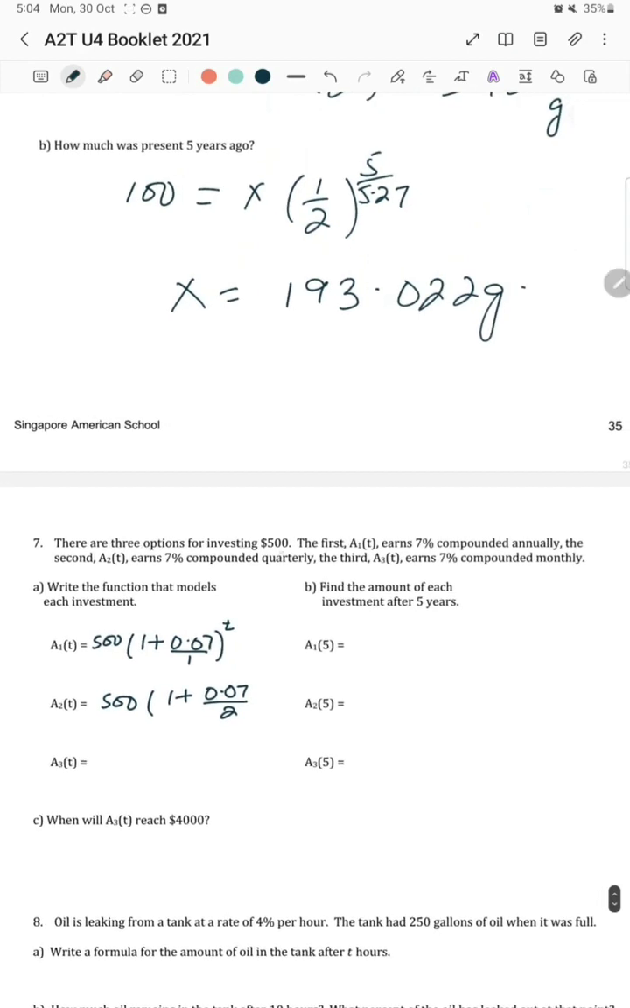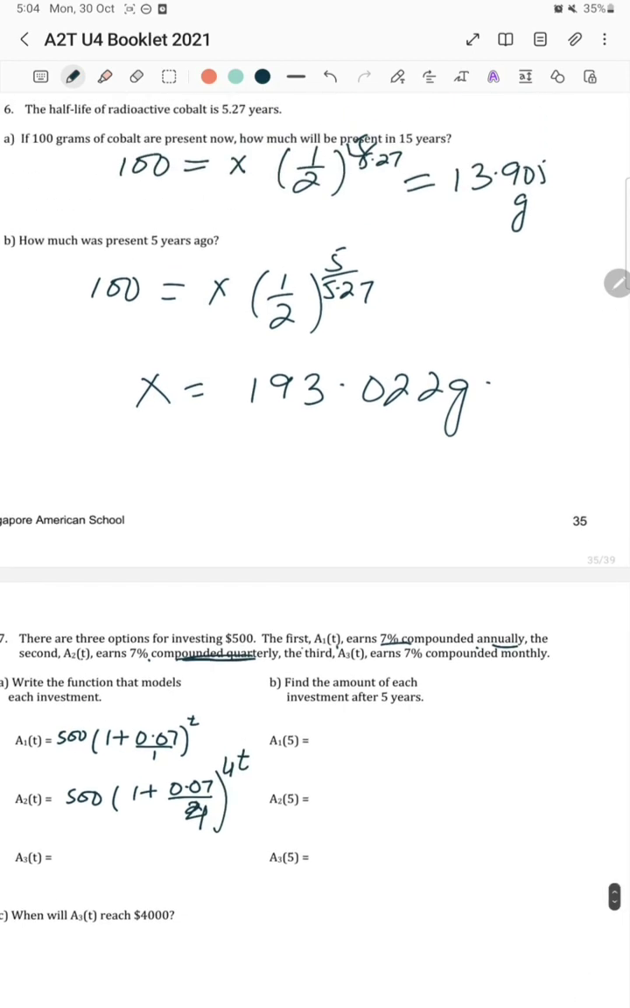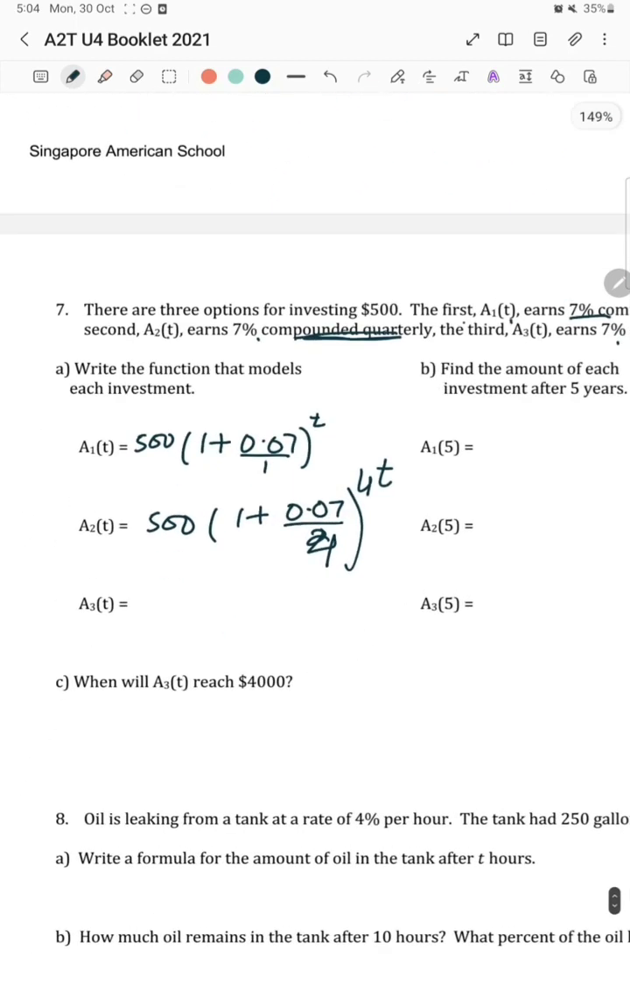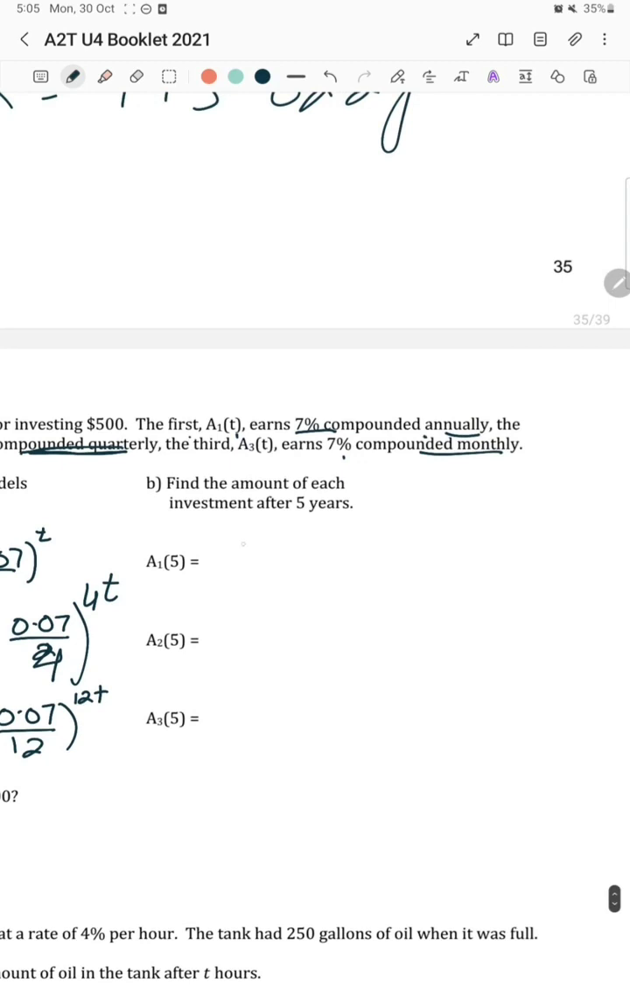There are three options for investing 500. First, A1(t) earns 7% compounded annually. The second, A2(t) earns 7% compounded quarterly. Quarterly would be 4. So it would be 4t. And third, A3(t) earns 7% compounded monthly. Monthly would be 12. So 500(1 + 0.07/12)^(12t). So A1(5). Now we're going to substitute 5 over here.